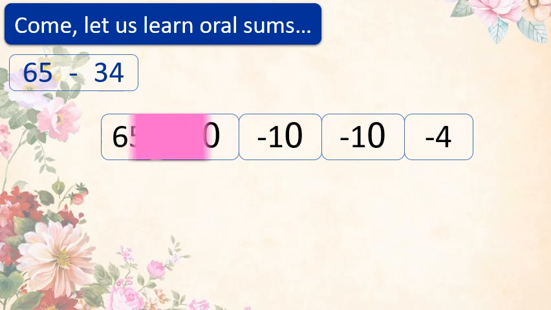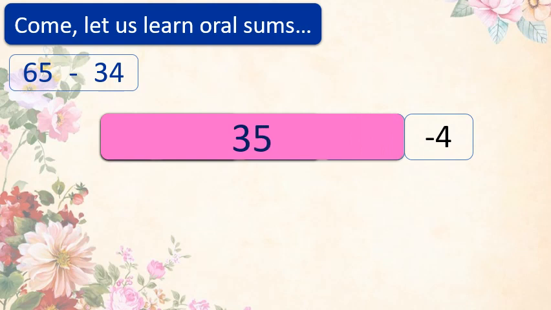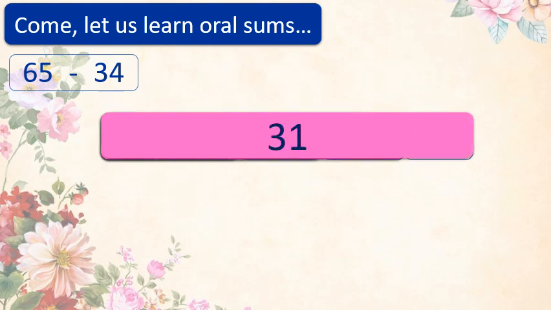Correct? That is 34. Now we will begin our calculation. 65 minus 10 is equal to 55. Correct? 55 minus 10 is equal to 45. Go on making minus 10. Correct? 45 minus 10 is equal to 35. And 35 minus 4, that is units, is equal to 31. Isn't it? Same method we followed, but we carried out subtraction here. One more we will do.